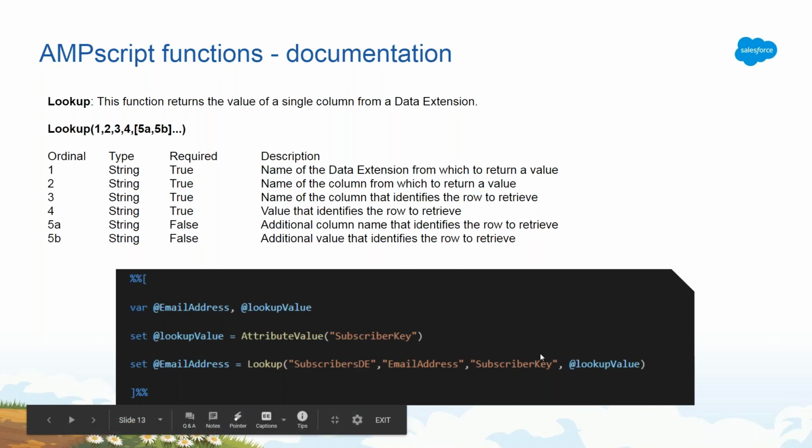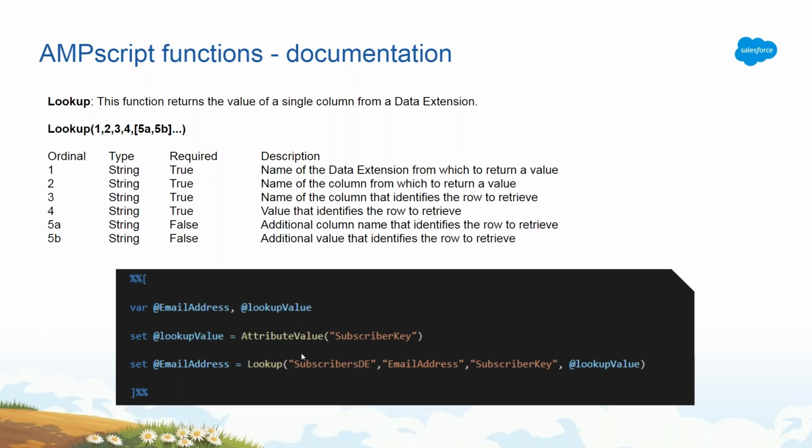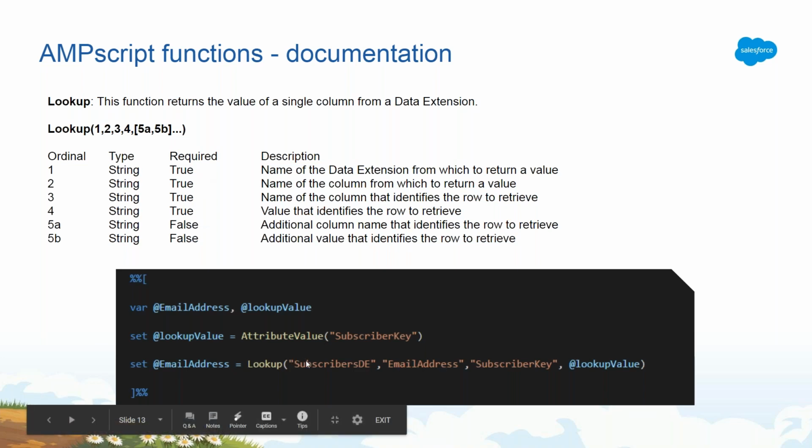So now when we look at this example here, you see that the lookup value is the subscriber key of the subscriber that you're sending this email to. So if the subscriber key of the subscriber who you're sending this to matches the subscriber key in the data extension called subscribers.de, it will return the email address of that subscriber. So always pay attention to how many arguments are required and make sure to list them all inside of your function.